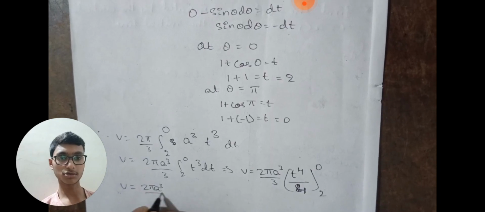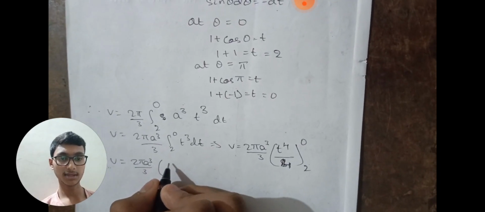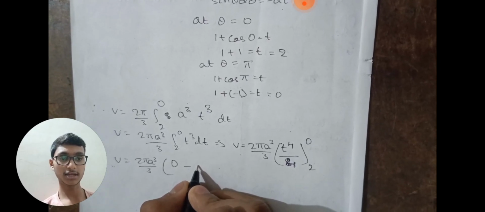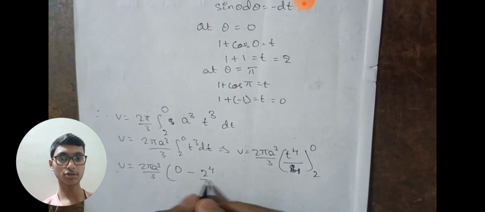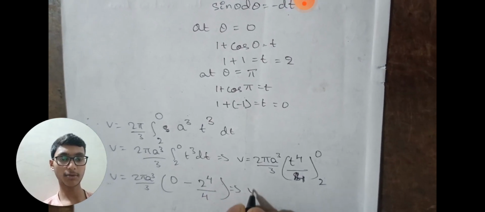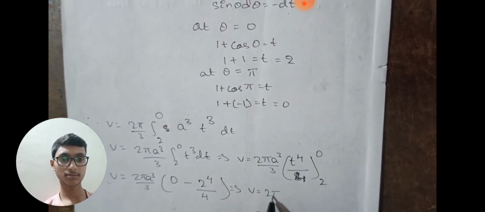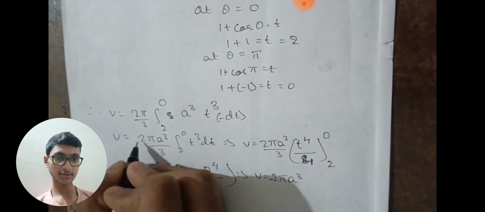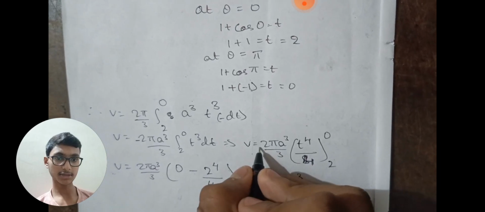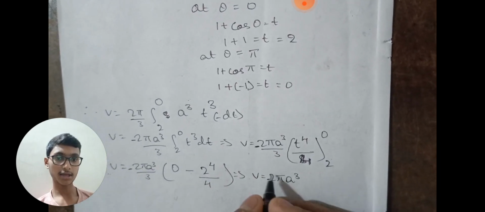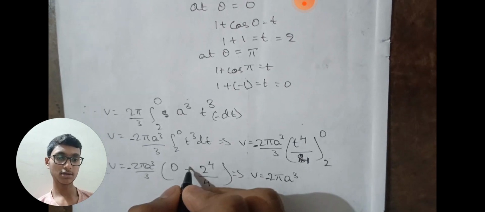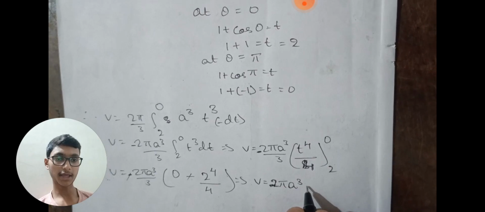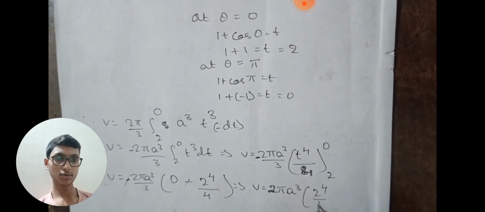So volume is equal to 2 pi a cube by 3. Integration by substituting the integration limit, upper limit minus lower limit. So 2 pi a cube by 3, 0 minus 2 to the power of 4 by 4. So v is equal to 2 pi a cube by 3. We have forgotten to substitute minus dt. So by substituting minus, inner minus and outer minus will get cancelled. Therefore v is equal to 2 pi a cube by 3, 2 to the power of 4 by 4.